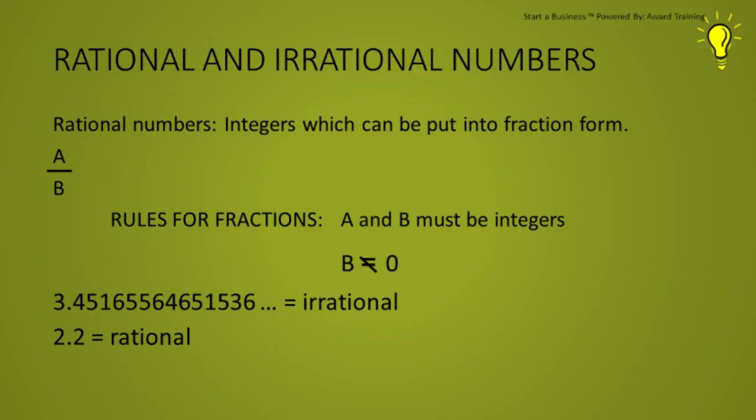So this brings us to our final topic, rational and irrational numbers. So let's look at the definitions. Rational numbers are integers which can be put into fraction form. There are 2 rules for these fractions. For example, the fraction a over b. A and b must both be integers. Secondly, b cannot equal 0.